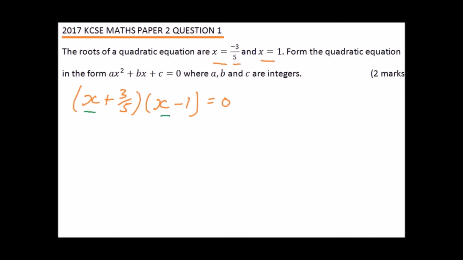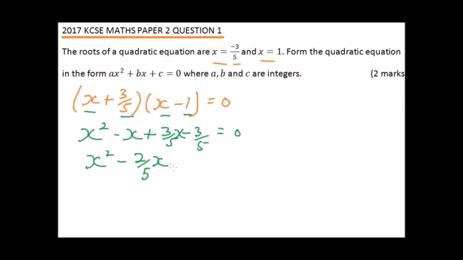x multiplied by x gives you x squared, then x multiply by 1 gives minus x, then 3 over 5 multiply by x gives 3 over 5 x, then 3 over 5 times minus 1 gives minus 3 over 5, equals 0. Let us put the like terms together. Here we have x, so we have x squared minus x plus 3 over 5 x, which is minus 2 over 5 x, and then we have minus 3 over 5 equals 0.